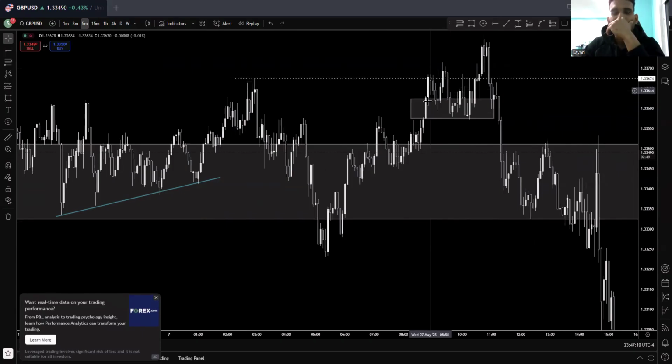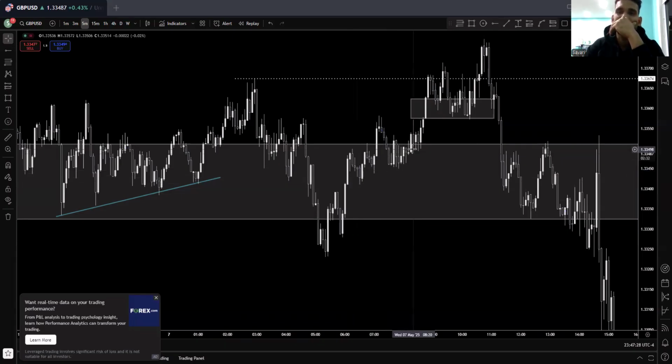As soon as the fair value gap tapped, sweep this high, flip this fair value gap. I entered my position here, put the stop loss at this high. I'd like to see continuation towards the downside, especially at least to this point.